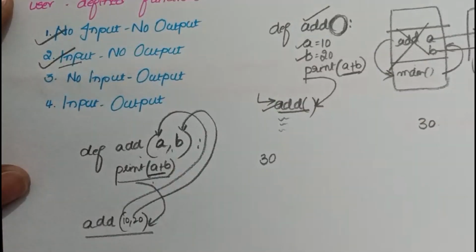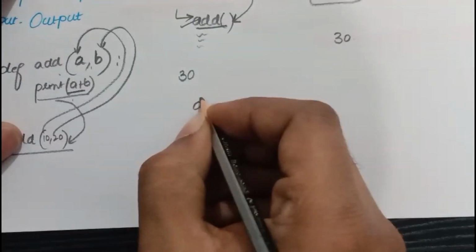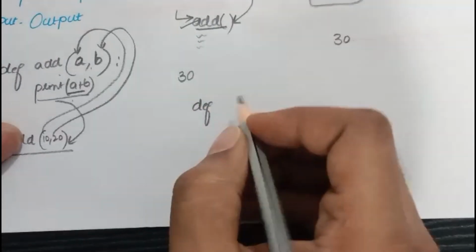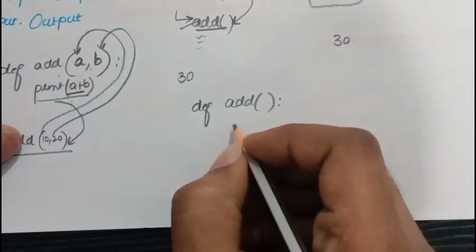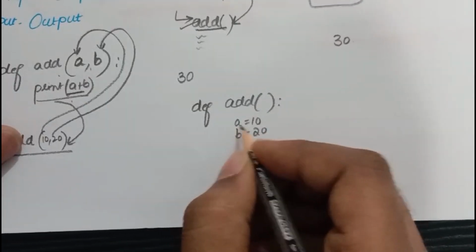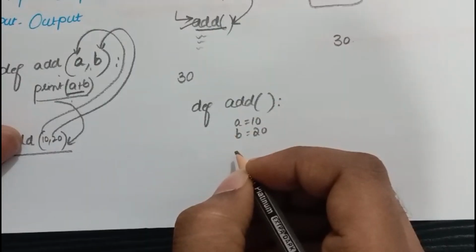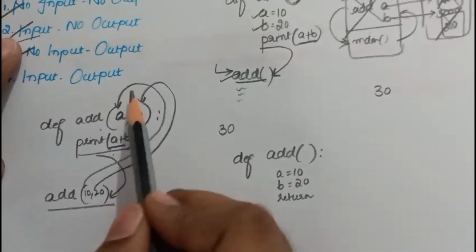Third type is no input but we will have output. Here the function does not take any parameters but it returns a value after performing some operation. Now let's see the third type of function, no input. So our function will take no input. We declare the values within the function as 10 and 20, storing in variables a and b. We have to give some output. This function should return some output.